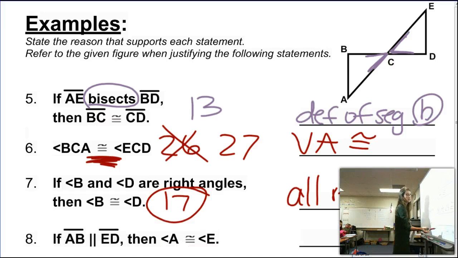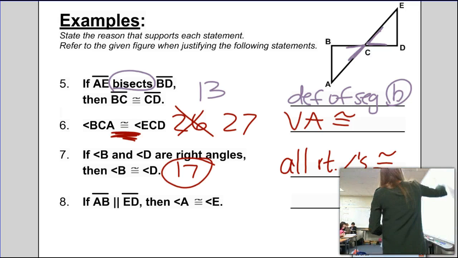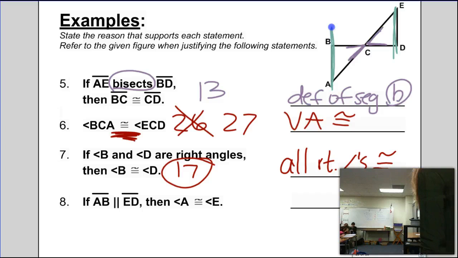All right, last one of the day before we take our quiz. This one you also have to use the picture. If AB is parallel to ED, then angle A is congruent to angle E.